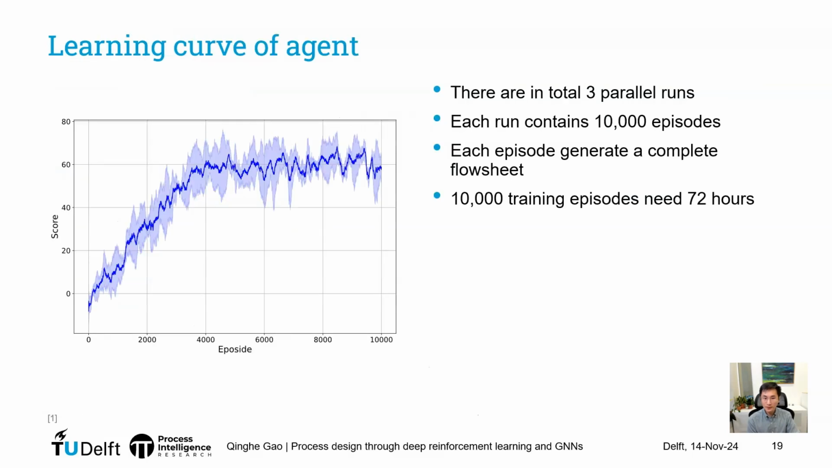Here are the results. There are in total 3 parallel runs. Each run contains 10,000 episodes, and each episode generates a complete flowsheet. And 10,000 training episodes need about 3 days. On the left-hand side, this is our learning curve from the agent.